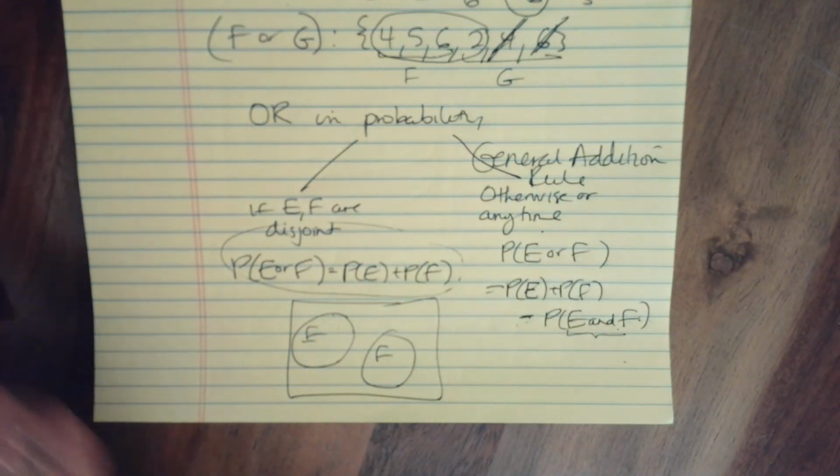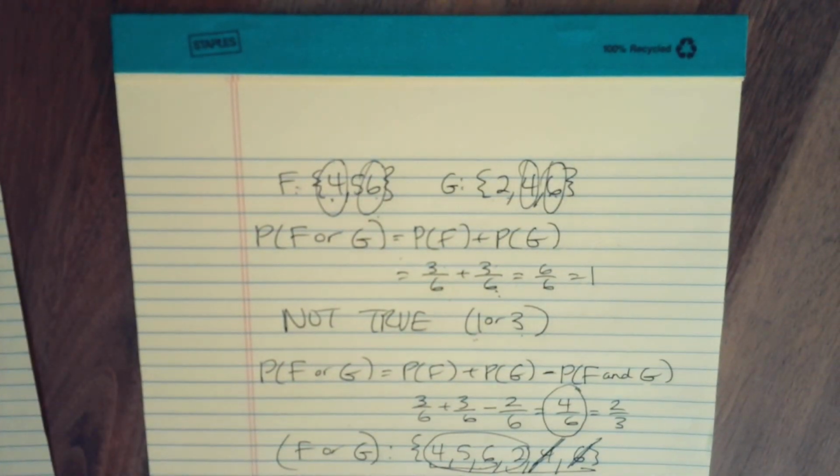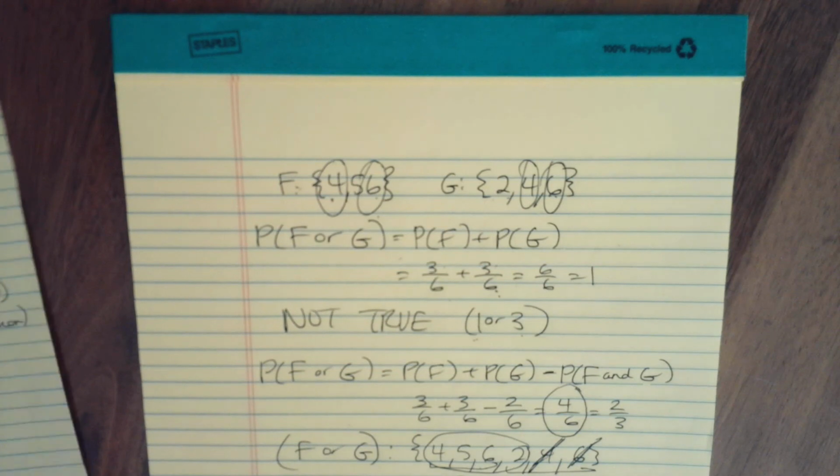Alright, so that is a discussion of disjoint events, Venn diagrams, and our two addition rules.